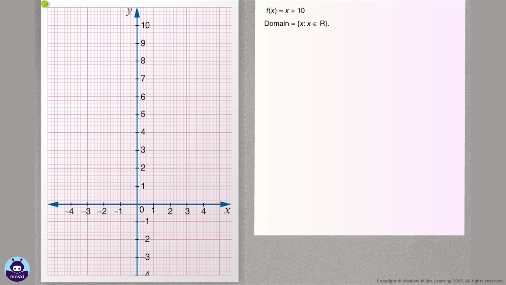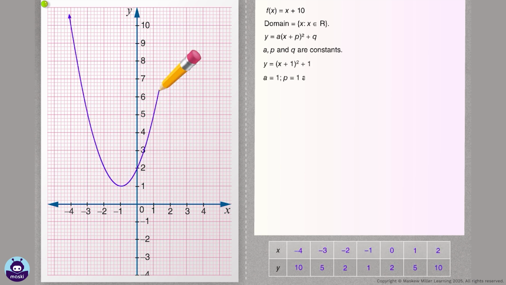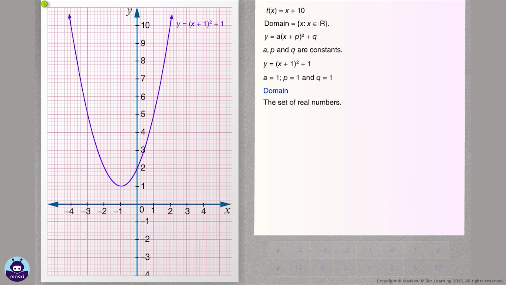Let us find the domain of a parabolic function. Let us consider the general form of a parabola. Here, a, p, and q are constants that may take any real values. Consider a parabola with positive values of a, p, and q. The domain of a function is the set of all possible x values. Here, x can take all real number values, so the domain of the parabola is the set of real numbers.